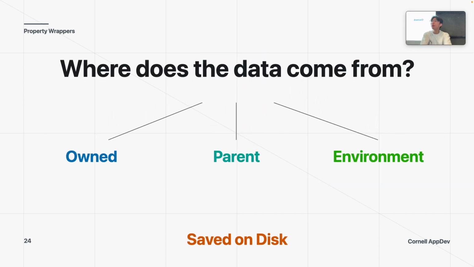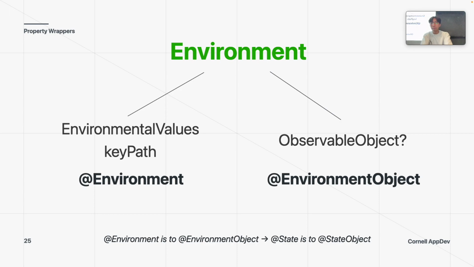Third, if it comes from the environment, then yeah, I have it right here. So @Environment is similar to @State, and @EnvironmentObject is similar to @StateObject. So if it's a value that you obtain from your environment, then you would want to use @Environment. But if it's of a reference type, then you would use @EnvironmentObject.